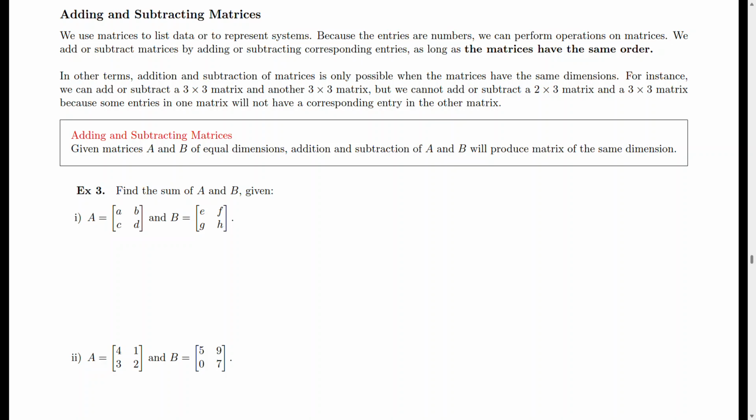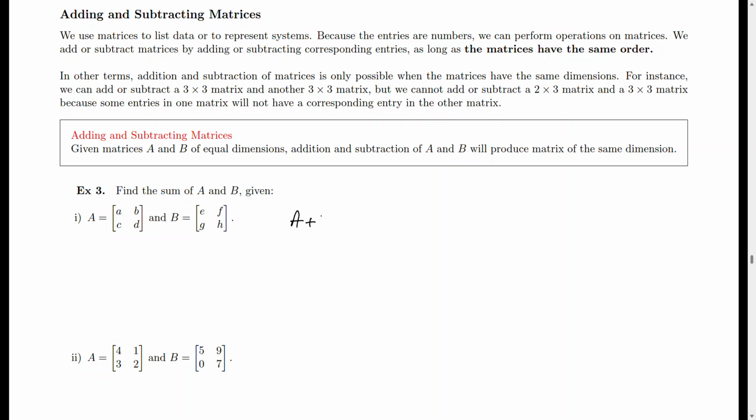Okay, so next let's worry about adding and subtracting matrices. Since matrices contain numbers, usually we can add and subtract them just like we add and subtract regular numbers. But again, the first thing you have to worry about when you're adding and subtracting matrices is that the order or the size of the matrices has to be the same, and the result will be another matrix with the same order. So for example, in example 3, part 1, we're given matrix A and B, and the numbers are hidden behind these variables a, b, c, d, e, f, g, h, and we're basically being asked to find the sum of A and B.